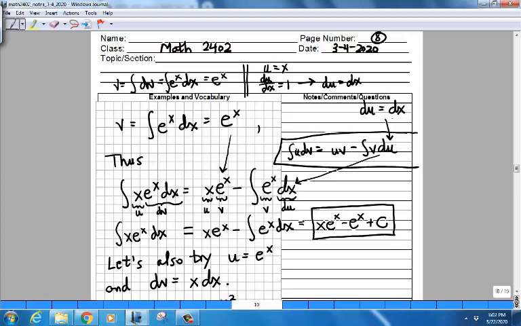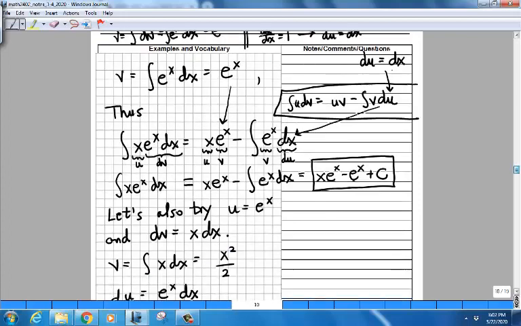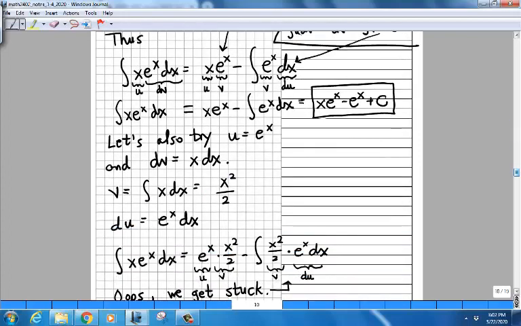All right, let's try that process again, but I'm going to show you now what's going to go wrong if you make a bad choice here for u and dv. Remember, that's what you have to pick, what is u and what is dv, out of the original problem. We wanted to integrate x e to the x.